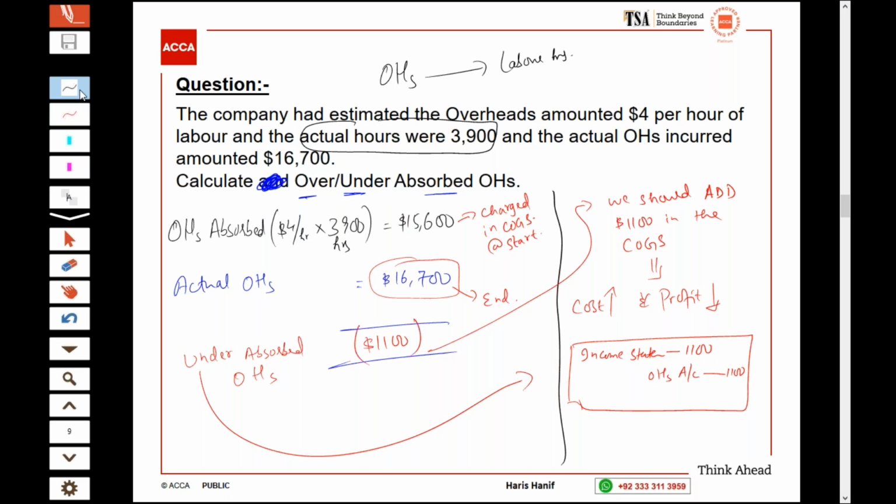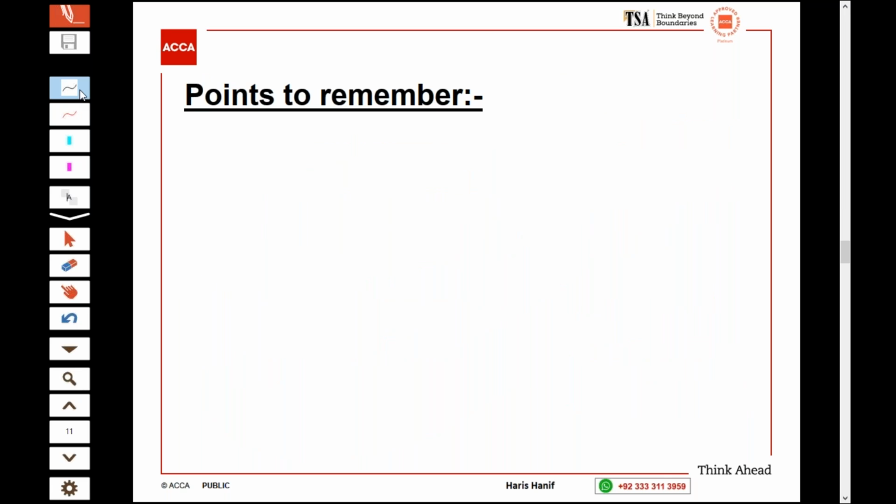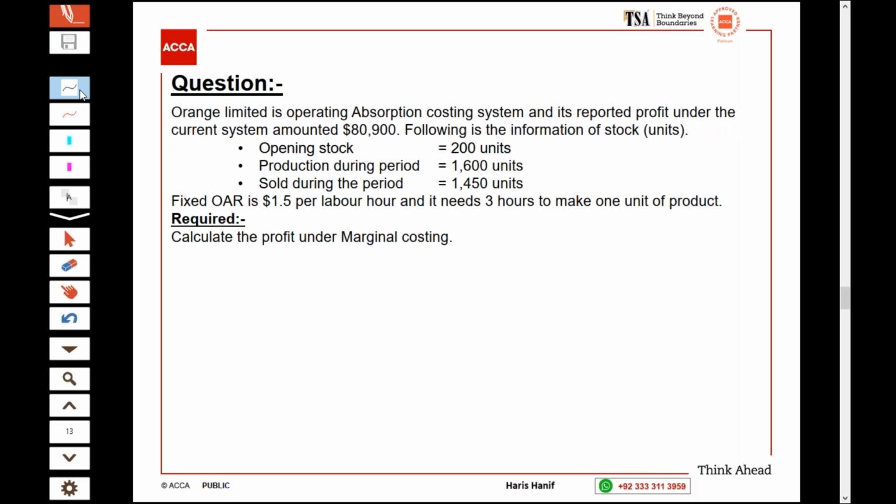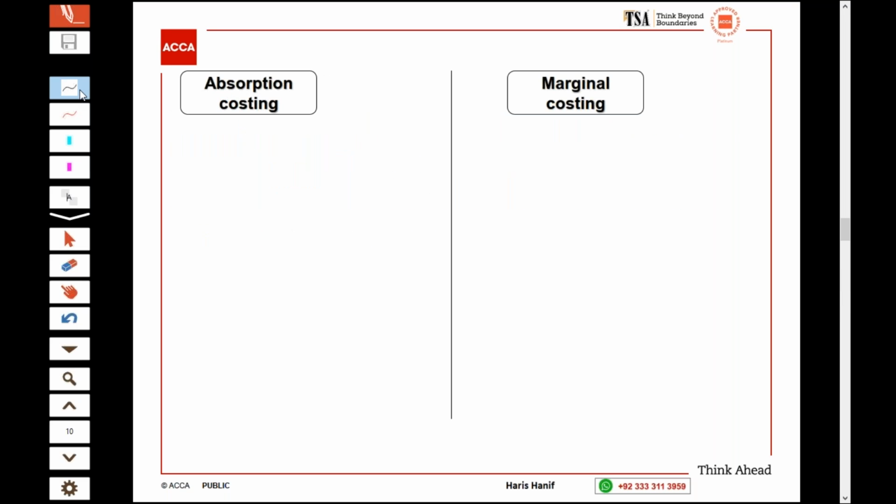Okay, now let's move on to the next slide. This is absorption costing and marginal costing. What is absorption costing? What is marginal costing? I'm now going to differentiate it. First of all, just note the key points of absorption costing.